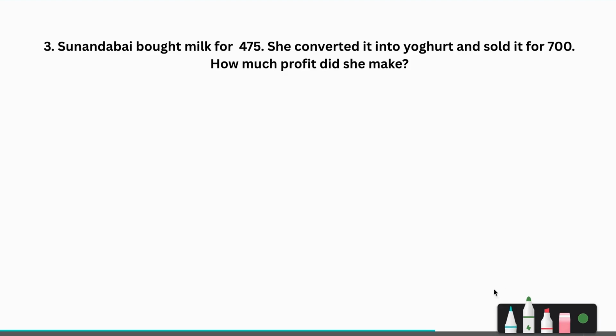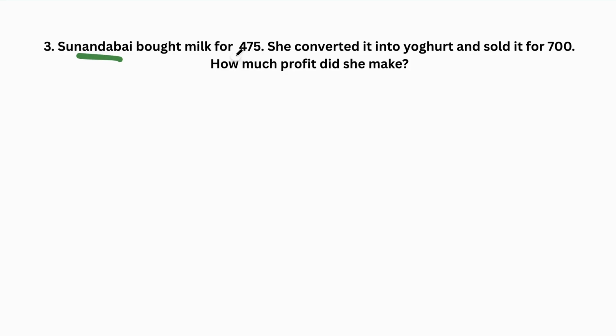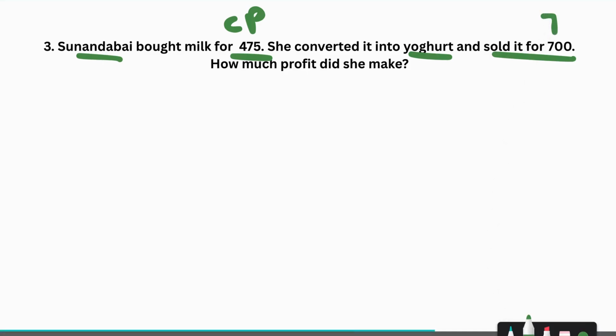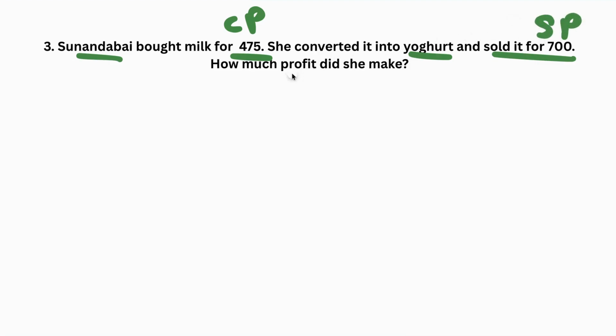Now here in this question, there was a lady, Sunanda Bai, who bought milk. So she bought it, right? So this is the cost price, and she converted it into yogurt. Now she sold it for rupees 700. Sorry, this was her selling price, right? So they are asking us the profit she made.